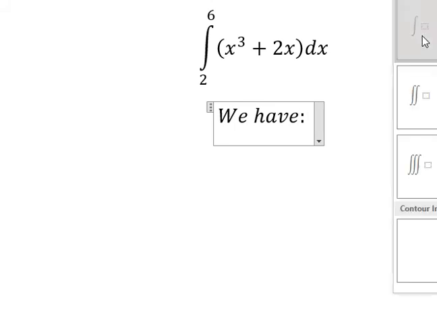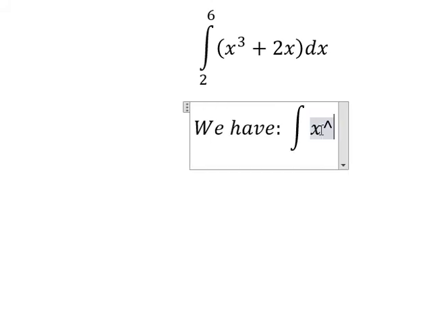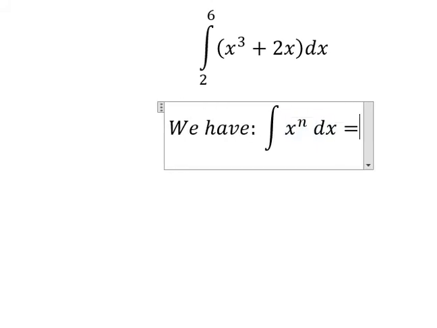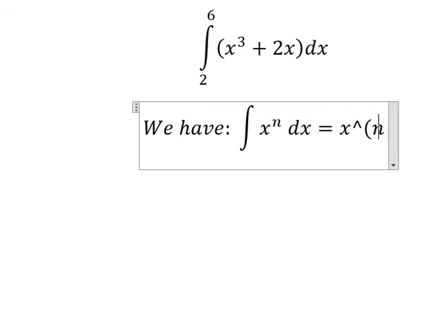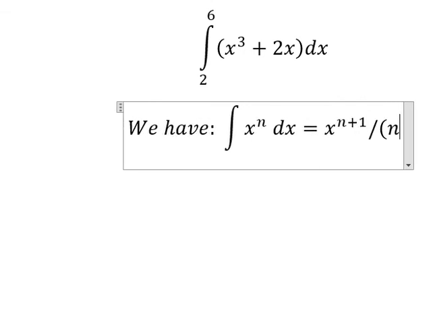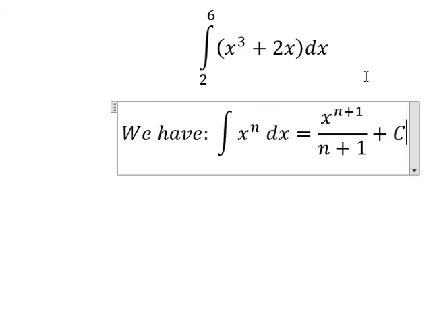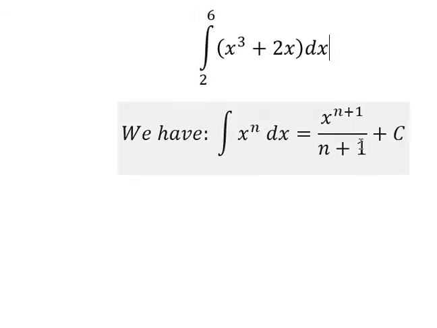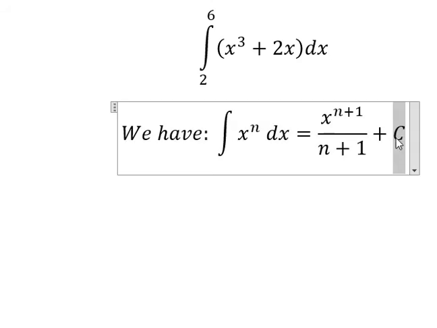That is about s to the power of n dx. We have s to the power of n plus 1 over n plus 1, and we put about c. Because we have the bounds, so we don't need to use capital C anymore.